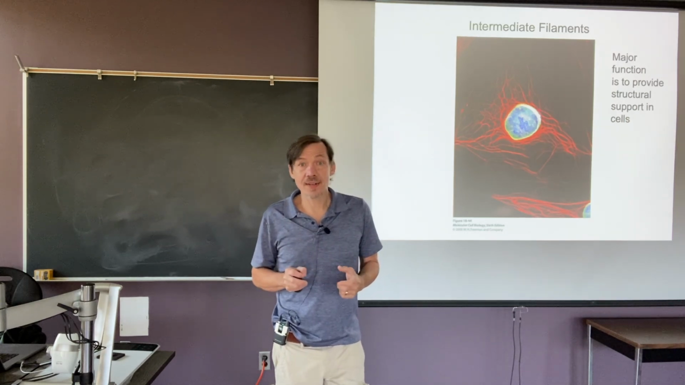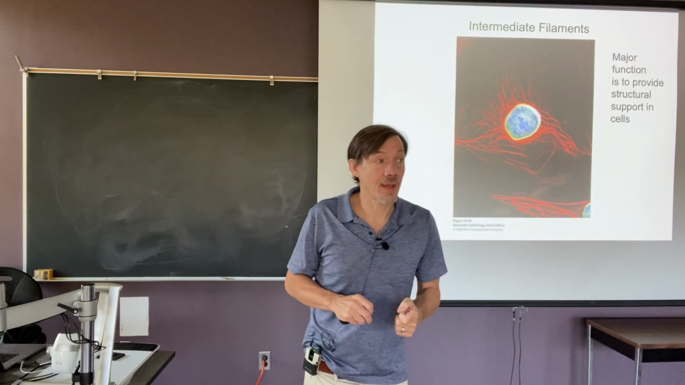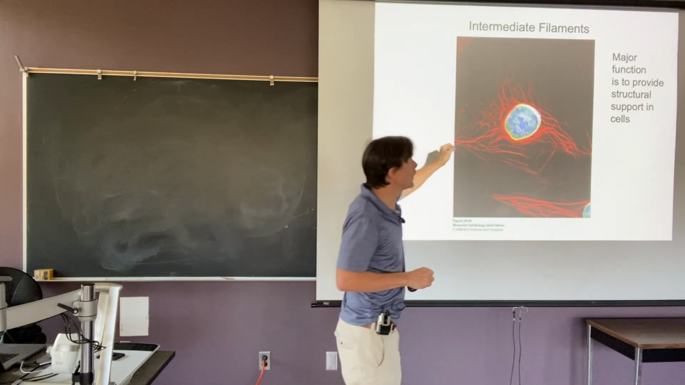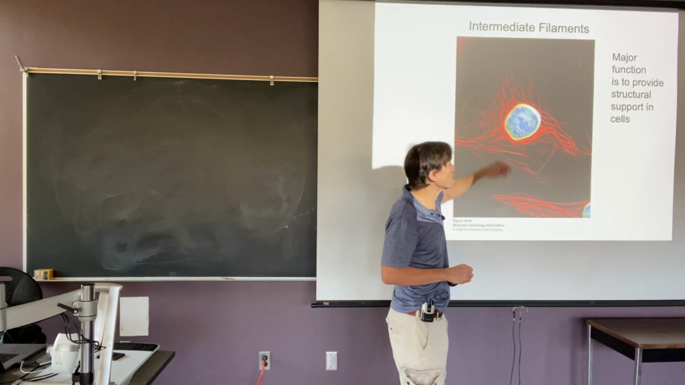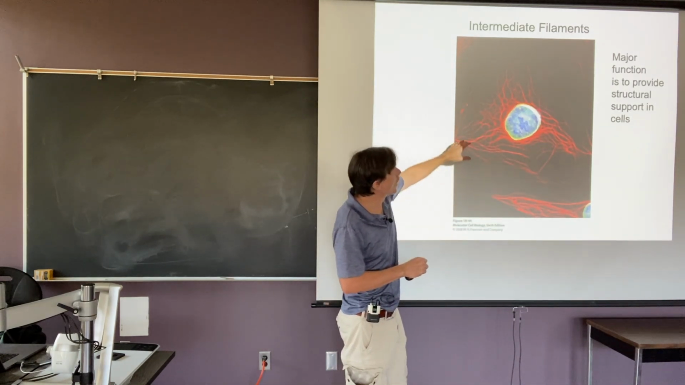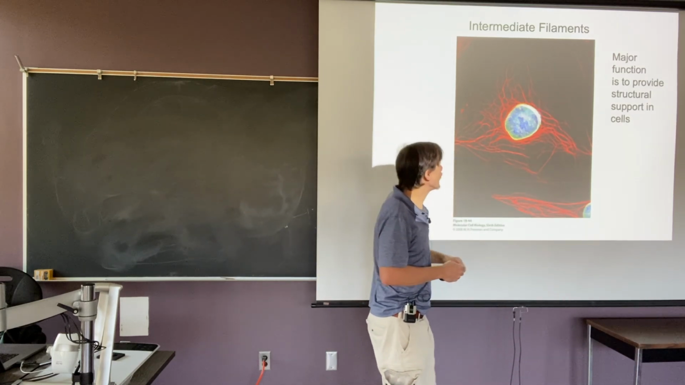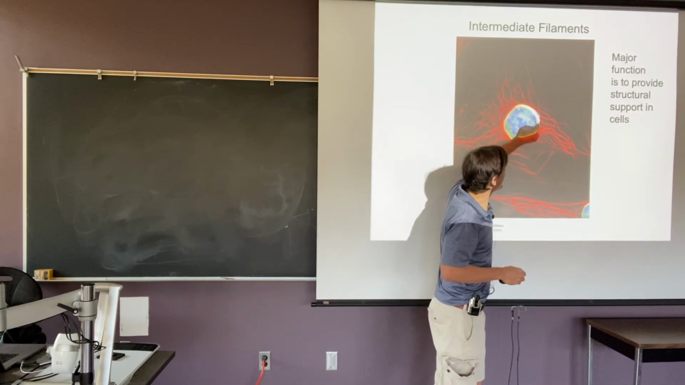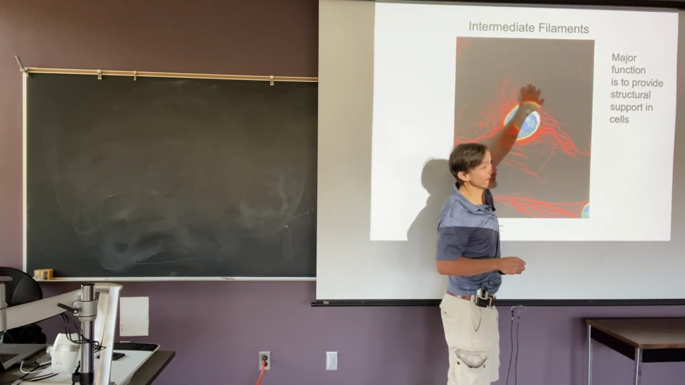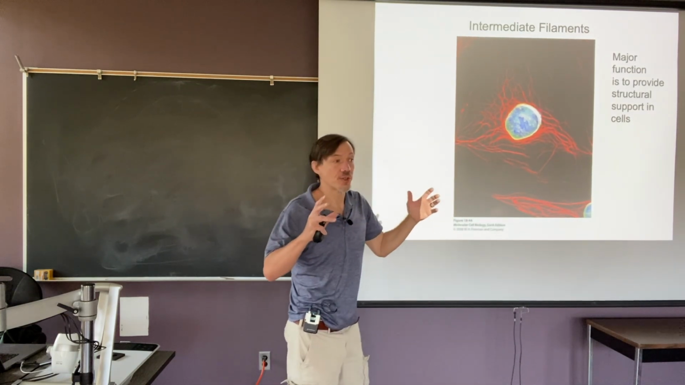So the next thing I'd like to do is talk about intermediate filaments, and the major point of intermediate filaments seems to be to provide structural support inside cells. And this is an image of a non-neuronal cell where intermediate filaments have been labeled. We have the nucleus of the cell here, and you can see these strand-like things, mostly in the interior of the cell, that are just forming a meshwork.